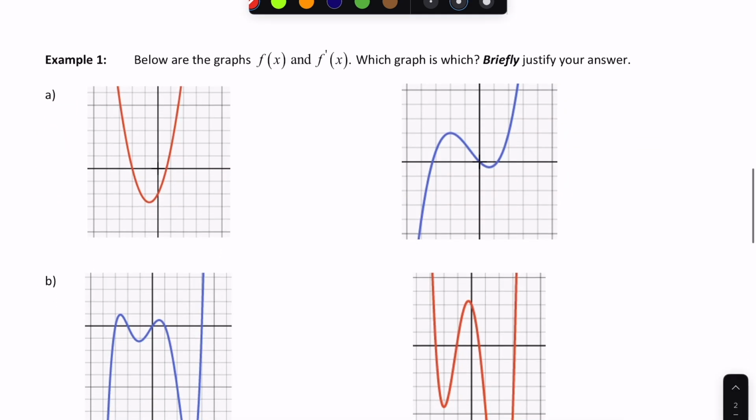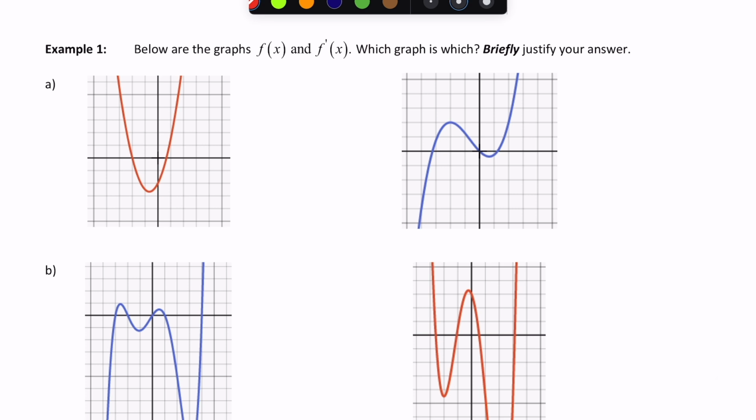Okay, so let's look at this. Below are the graphs of f of x and f prime of x, which graph is which? Briefly justify your answer. So we've seen in the first few examples that the f of x function is always a degree higher than the f prime of x function. So here we see that this is a degree 3 function and this is a degree 2 function. So the one on the right would be our f of x function, and the one on the left, our quadratic, would be our f prime of x.